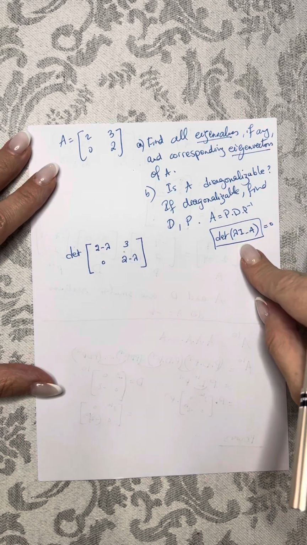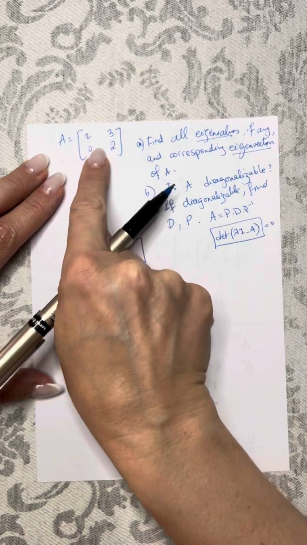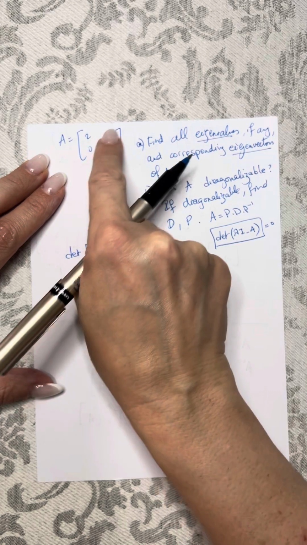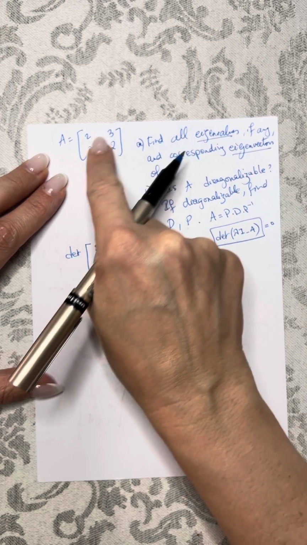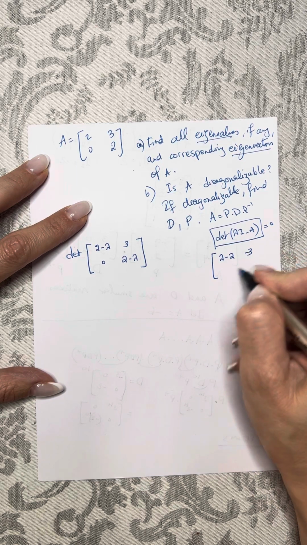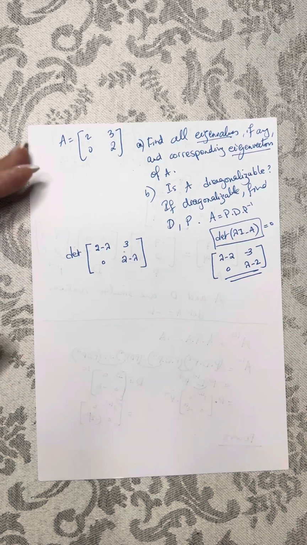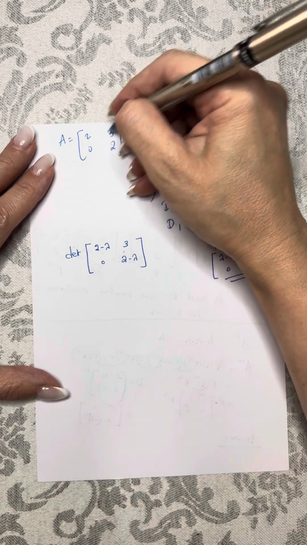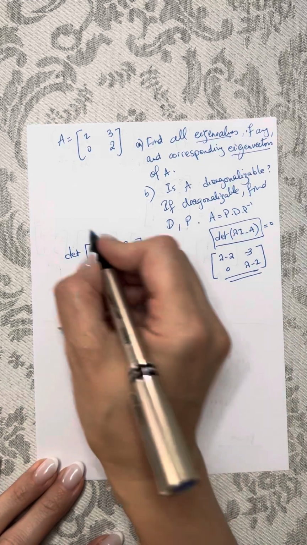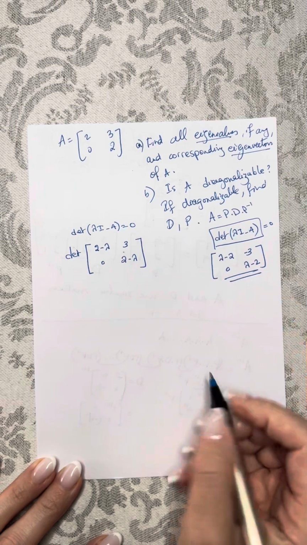But I feel this is a little bit tricky because you will need to subtract the 2 from lambda rather than the lambda from 2. And you have to change the sign of the other entries. So it will become lambda minus 2, minus 3, 0, and lambda minus 2. And I feel this is tricky to remember that you will have to change the sign of the non-diagonal entries. So that's why I prefer determinant of A minus lambda I equal to 0.